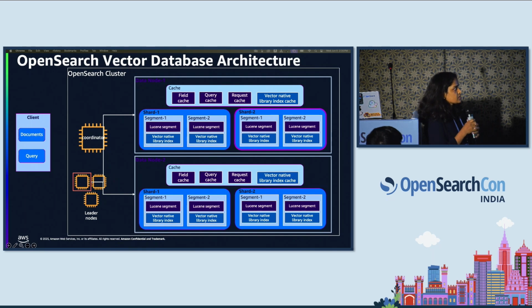This is another interesting slide which talks more about how it works when you're storing vectors in the OpenSearch ecosystem. At a high level, you know that indexes are divided into shards, and shards are further divided into segments. Whenever you ingest or update documents, it creates these segments. When we are talking about vector search, these segments are divided into vector native library indexes. So it becomes a subsegment, which you can think of as managing the vector functions of that particular cluster.